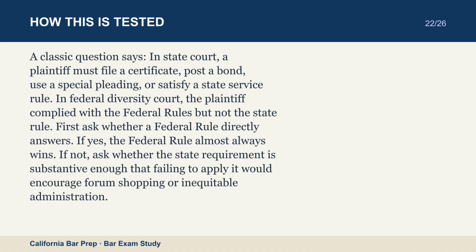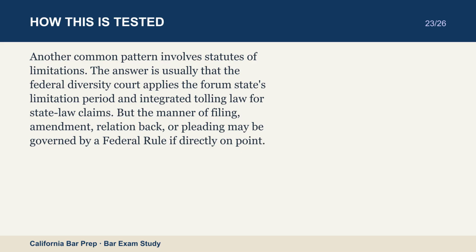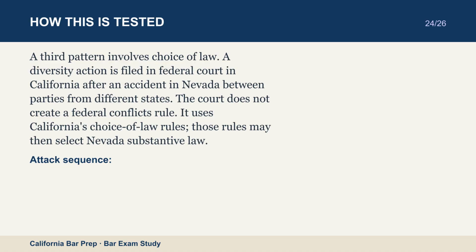Another common pattern involves statutes of limitations. The answer is usually that the federal diversity court applies the forum state's limitation period and integrated tolling law for state law claims. But the manner of filing, amendment, relation back, or pleading may be governed by a federal rule if directly on point. A third pattern involves choice of law. A diversity action is filed in federal court in California after an accident in Nevada between parties from different states. The court does not create a federal conflicts rule. It uses California's choice of law rules. Those rules may then select Nevada's substantive law.